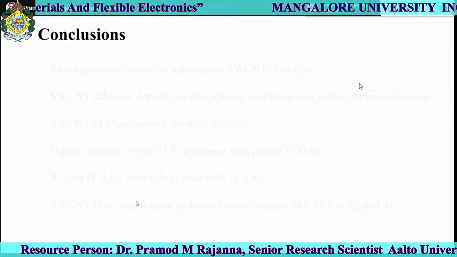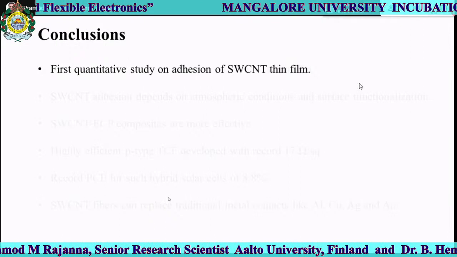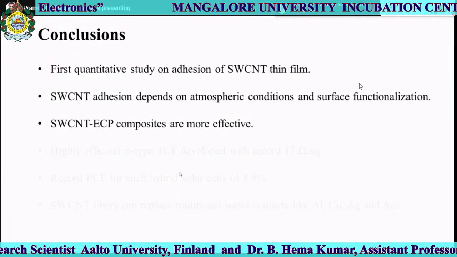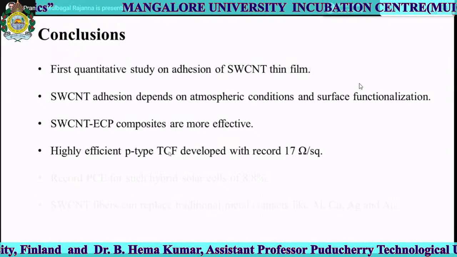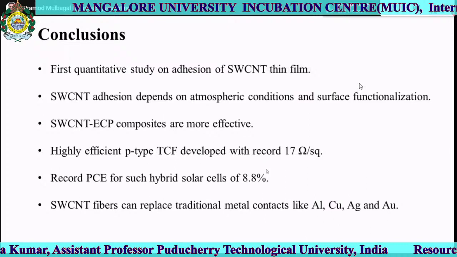So to conclude, this was the first quantitative study that we made on adhesion of carbon nanotube thin films on various materials, and this is a direct technology transfer for roll-to-roll production. We understood that carbon nanotube adhesion depends on the atmospheric condition and surface functionalization. We also understood that conductive polymer and carbon nanotube composites are much more effective than either applied individually. We showed that we have a highly efficient P-type transparent conductive film with a record sheet resistance of 17 ohm per square at 90%, and we have record performance for such hybrid devices at 9%. And the fibers which I have showed you are a potential replacement for these traditional metal contacts.